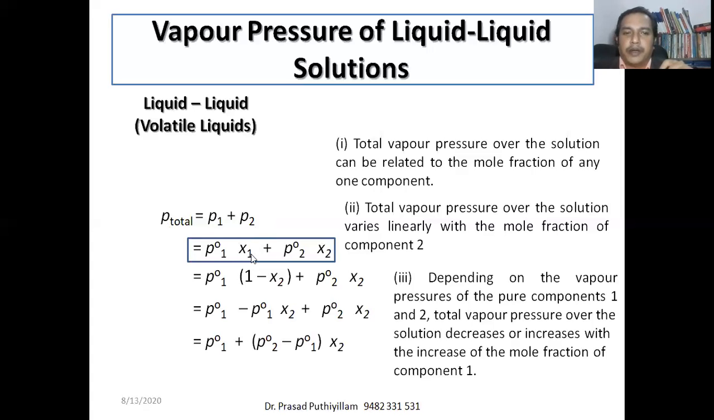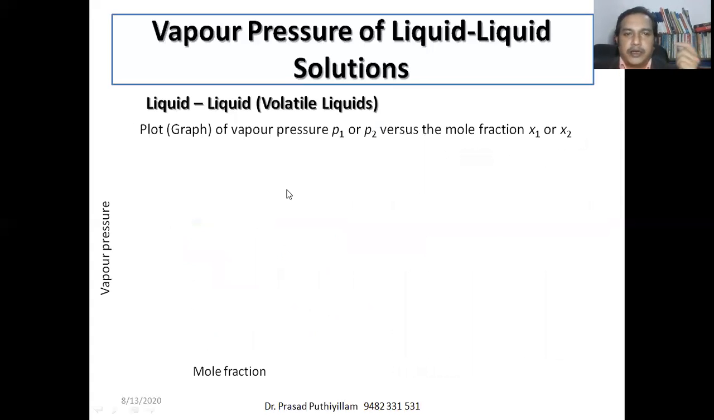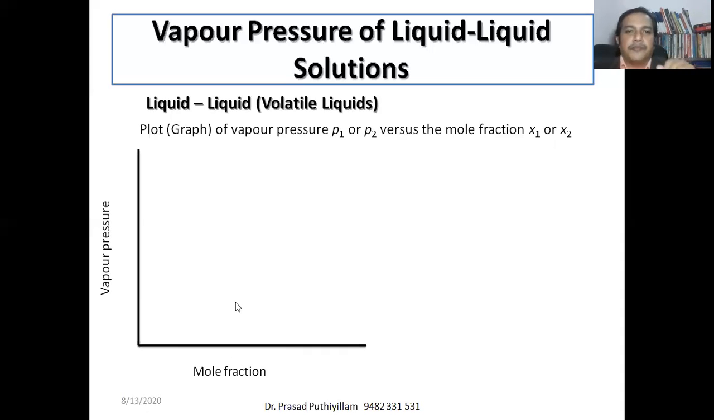Therefore, the main consideration factor is x1, the component 1 mole fraction. If it increases or decreases, the total vapor pressure also will be increasing or decreasing. Now, if you plot a graph of vapor pressure versus mole fraction, vapor pressure is taken on the y-axis and mole fraction values are taken on the x-axis, and we are considering component 1 and component 2. First, we will take the example of component 1.